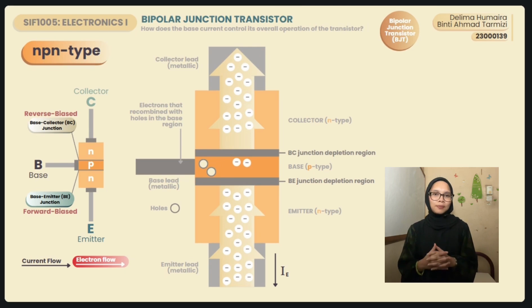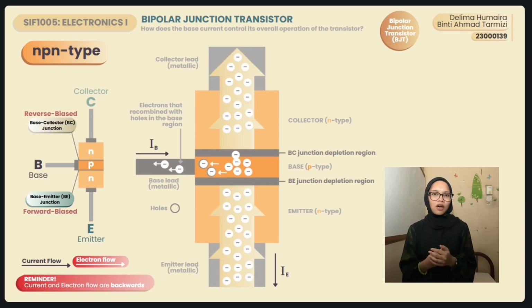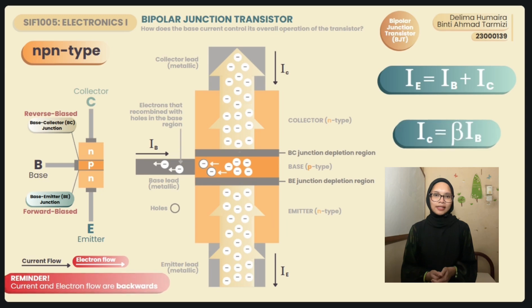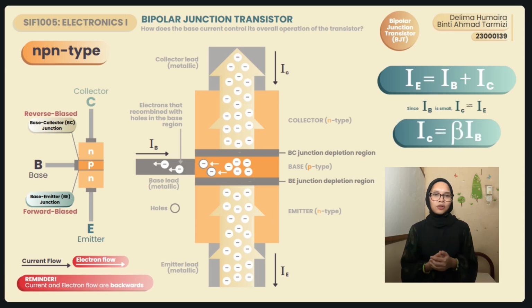The forward biased BE junction allows free electrons from the emitter to flow into the base. Since the base is lightly doped, only a small fraction of electrons recombines with holes in the base, creating a small base current called IB, while the majority of electrons are swept into the collector across the reverse biased BC junction, creating a larger collector current called IC. This relationship is expressed as IE equals IB plus IC, and also IC equals beta times IB. Since IB is small, we can see that IC is approximately equal to IE.